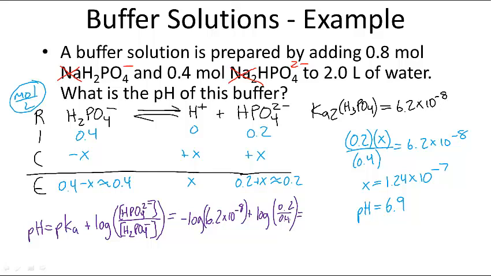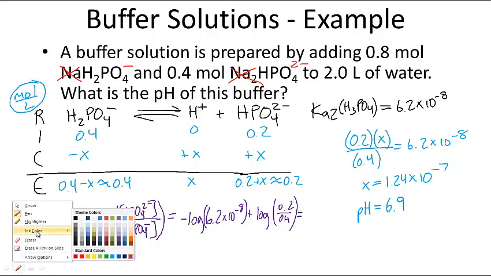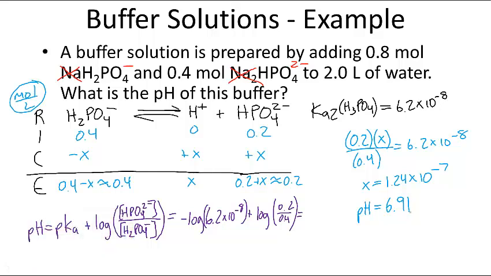All right, I think the pH should be 6.9 something. Is that 6.91? All right, so the pH is 6.91. Two ways you could have gotten to that. You could fill out the RICE chart, set up the equilibrium expression, solve for x, and then take the negative log of x. Or you could have used the Henderson-Hasselbalch equation and get the same result.